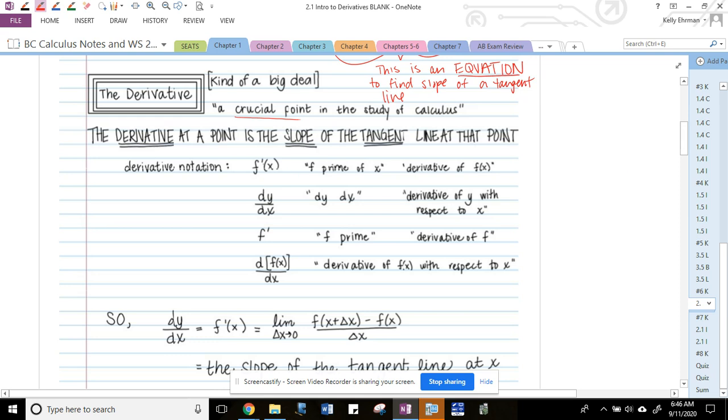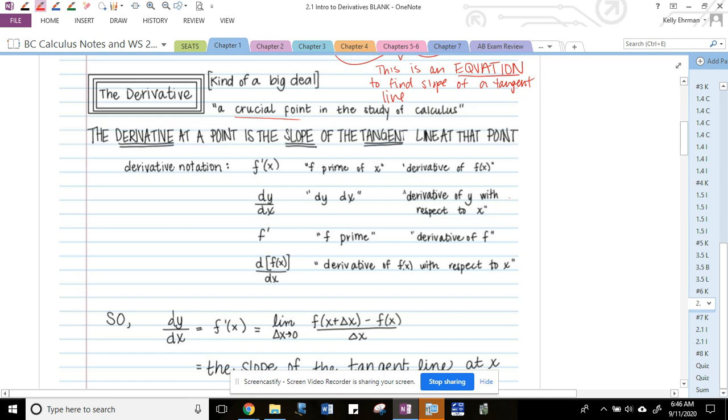So really common is f with this little tick mark. That's not a 1, that's a tick mark of x. It's read as f prime of x, and it means the derivative of f of x. So again, the equation for the slope of a tangent line at whatever point x we're talking about. Another really common one is dy dx. It looks like a fraction, dy over dx, but it's just read dy dx. It means the derivative of y with respect to x.